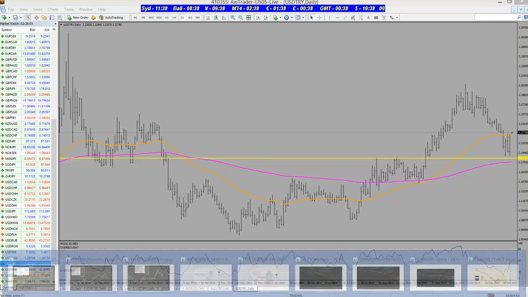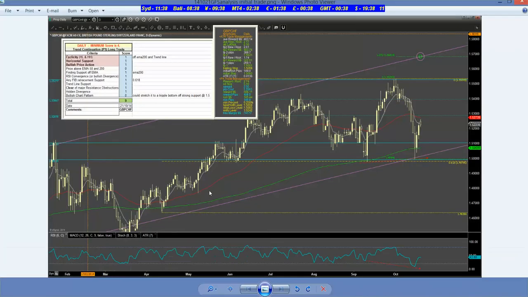Okay, moving on to the pound Swiss, the euro pound. We've got a slight divergence here, with a slightly higher low in price but clearly a lower low in the momentum. It's a bit of a support level here. It's also the 61.8 from the last time it was on the 200. That's the one there from that high.